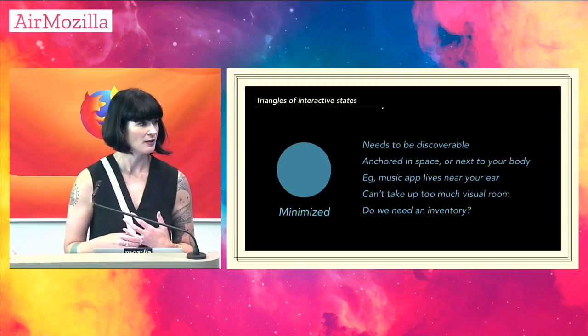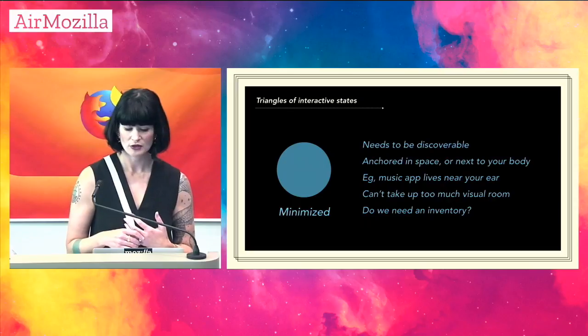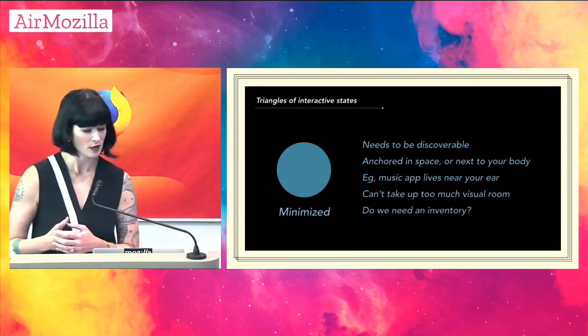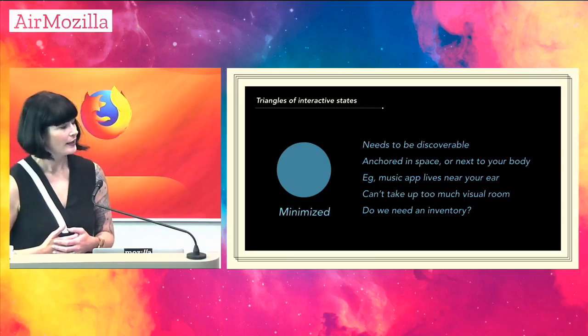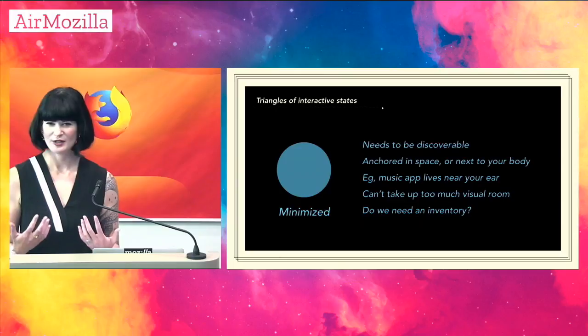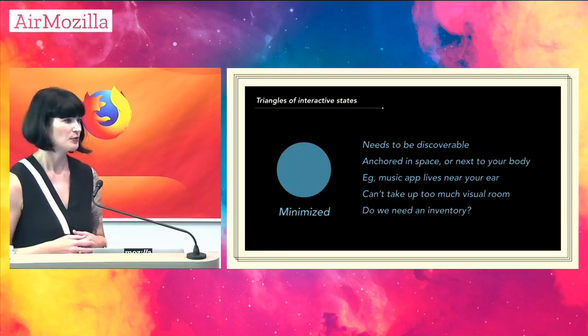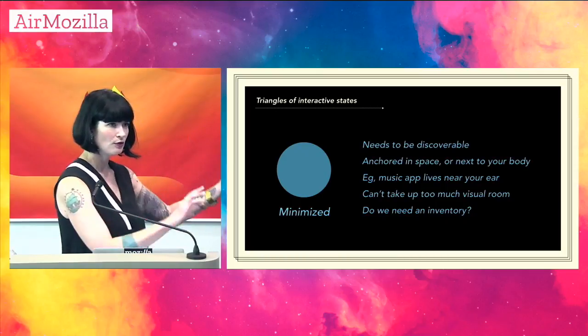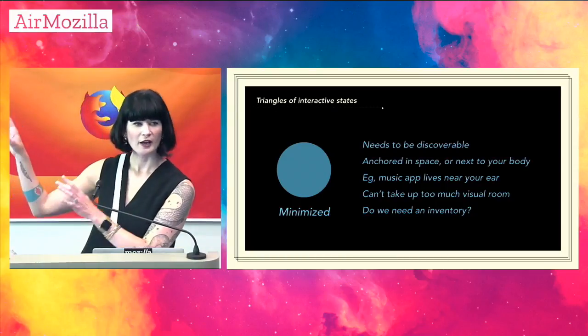If an app is minimized, you can put it in a specific location, you can anchor it anywhere. We'll talk about location anchoring in a little bit. And it can't take up a lot of visual room, but we do need to be able to discover it. And this is a tricky issue too. We've done some prototypes and work around how you could discover something in a pleasant hue, color, at the corner of your eye kind of way.